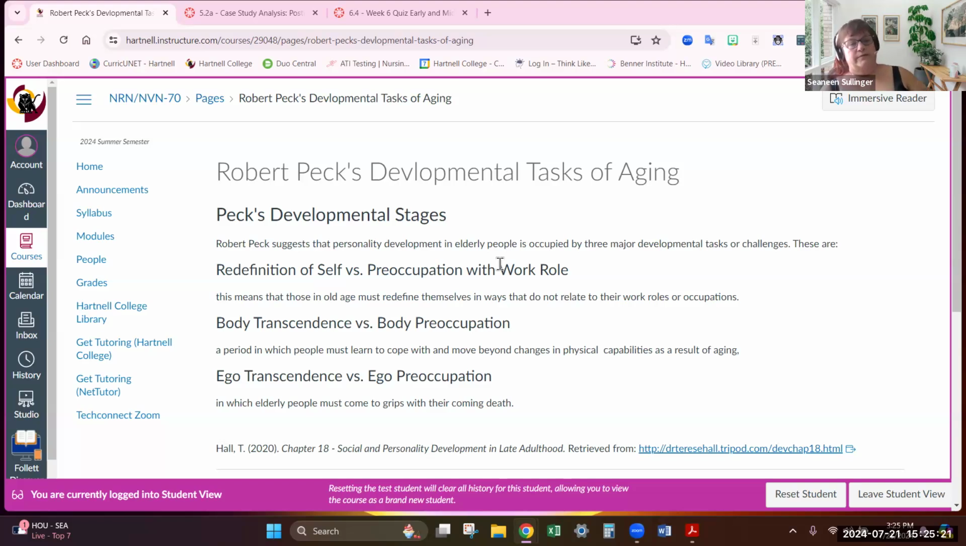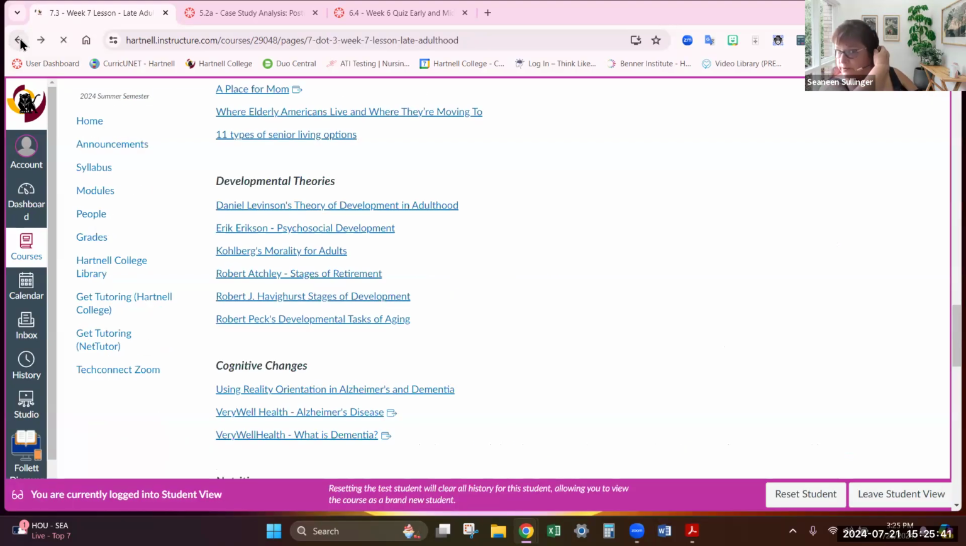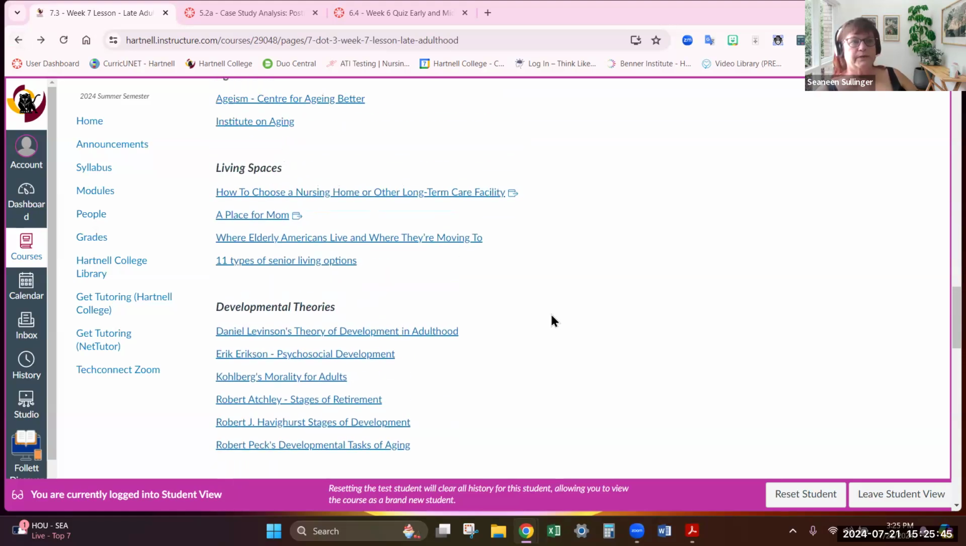That is where the elderly have to come to grips with their coming death, which takes you back to the other stages that we were looking at in terms of Erik Erikson, right? That has to do with that. So these are just different theories that we don't always hear about, and I do like to introduce those. It gives you another way to think about the elderly.